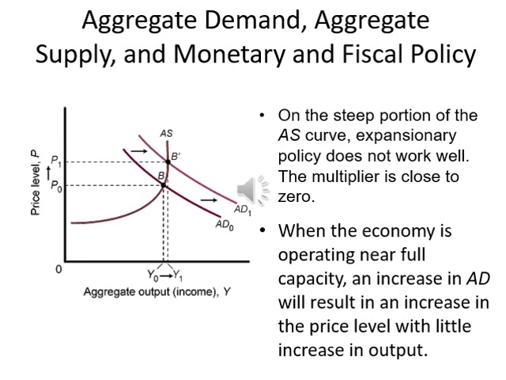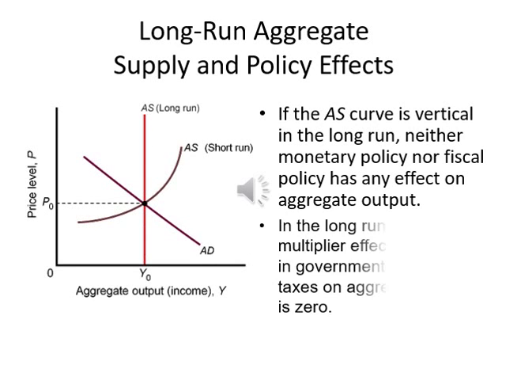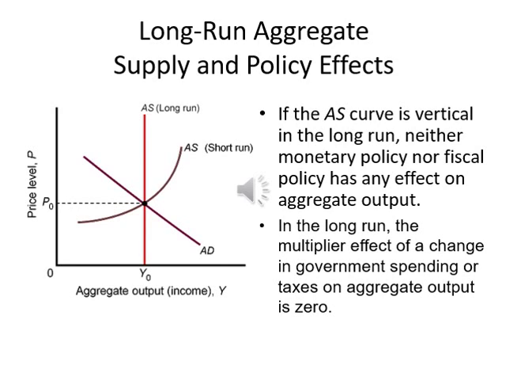On the steep portion of the AS curve, expansionary policy does not work well. The multiplier is close to zero. When the economy is operating near full capacity, an increase in AD will result in an increase in the price level with little increase in output. If the AS curve is vertical in the long run, neither monetary policy nor fiscal policy has any effect on aggregate output. In the long run, the multiplier effect of a change in government spending or taxes on aggregate output is zero.